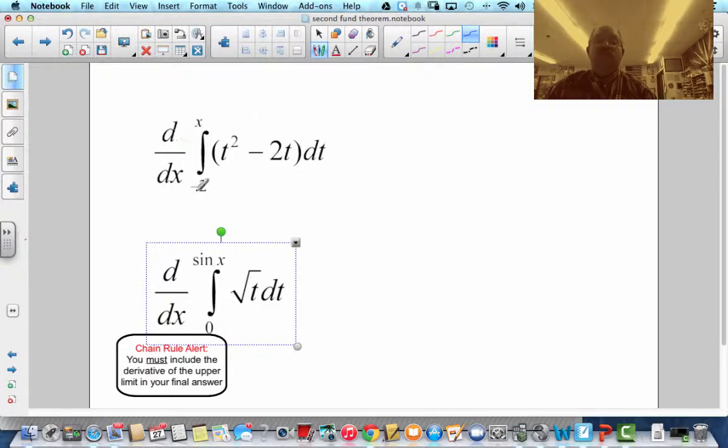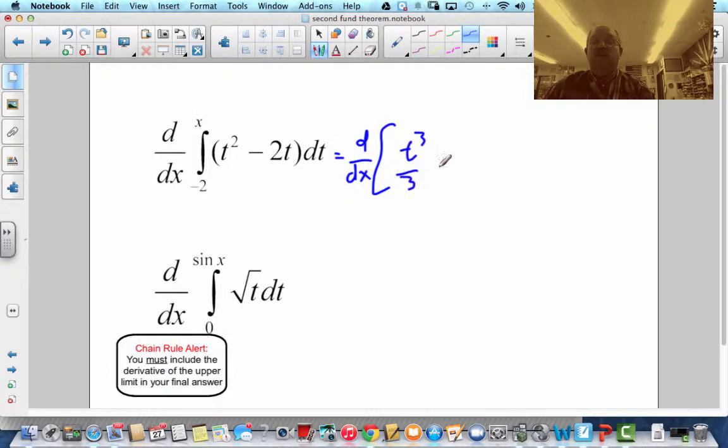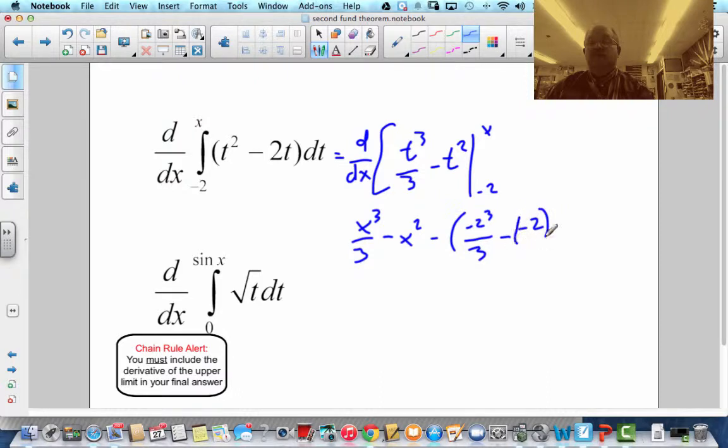So the derivative from negative 2 to x of t squared minus 2t. First, we'll just do it. Let's do the antiderivative. The antiderivative of t squared is t cubed over 3 minus the antiderivative of 2t is t squared. We're going to evaluate that at x, and we're going to evaluate that at negative 2. So at x, we get x cubed over 3 minus x squared minus the back end, negative 2 cubed over 3 minus negative 2 squared.